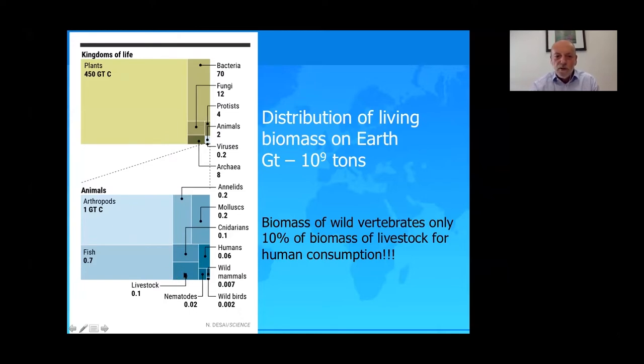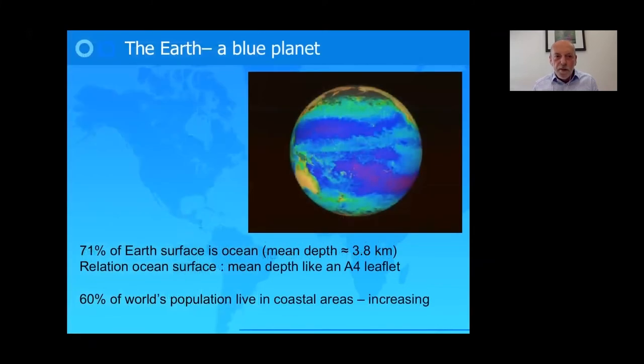This also tells you how much we already influence Earth and the biomass of the Earth. We have 10 times more biomass for livestock to feed us than we have wild mammals and wild birds on Earth. And now we go to the ocean.